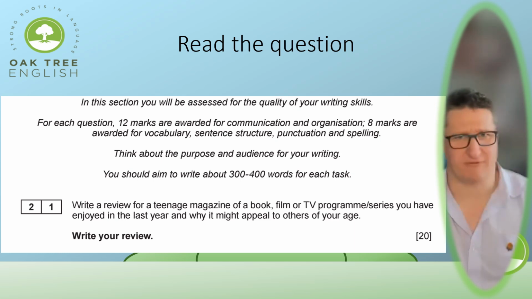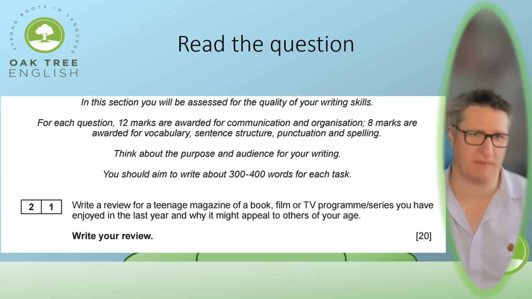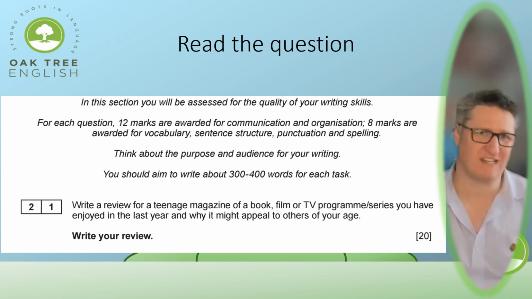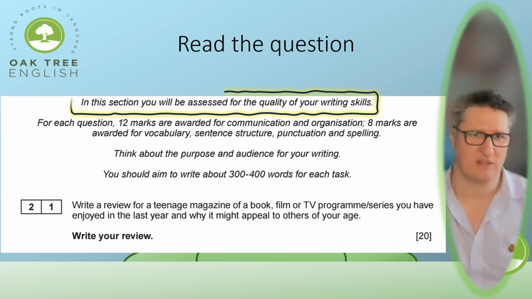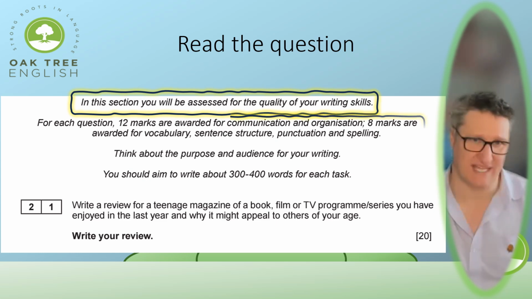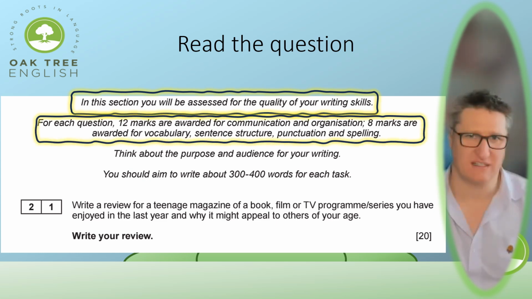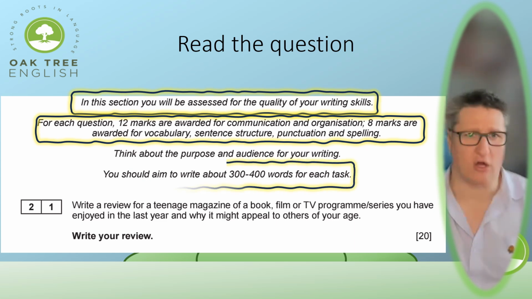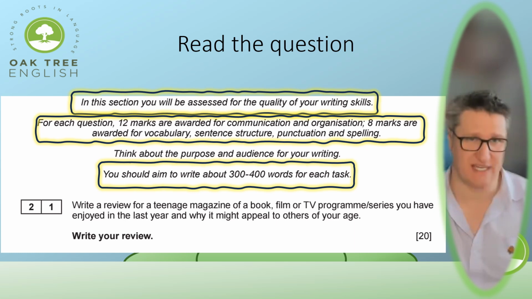Let's take an example from the EDUQAS Summer 2019 GCSE English Language Component 2 exam. It tells you what you're generally assessed on, in this case, the quality of your writing skills. It tells you more specifically how you can get marks, in this case 12 marks for content and 8 for VOSPAG, vocabulary, spelling, punctuation and grammar. It tells you how long your writing should be, in this case 300 to 400 words.